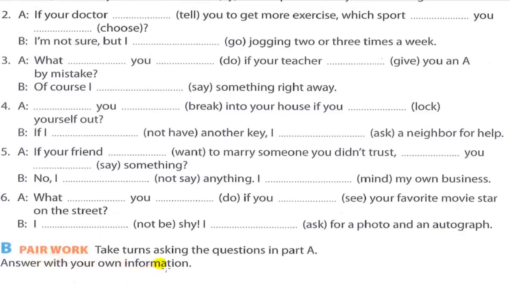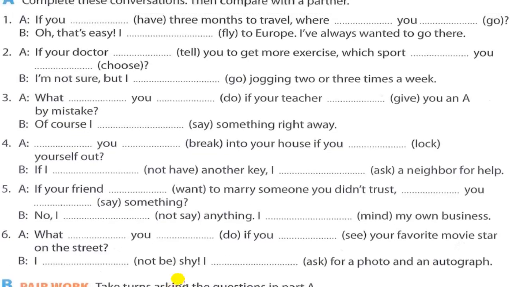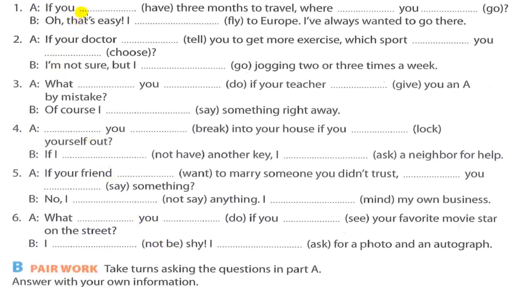B. Pair work. Take turns asking the questions in Part A. Answer with your own information. So in number B, we make the question and your friend answers. If you had 3 months to travel, where would you go? Oh, that's easy. I'd fly to Luxor. It's a beautiful city. Oh, that's easy. I'd fly to Hurghada. It's a great summer resort. So this is pair work: you ask the question and your friend answers.